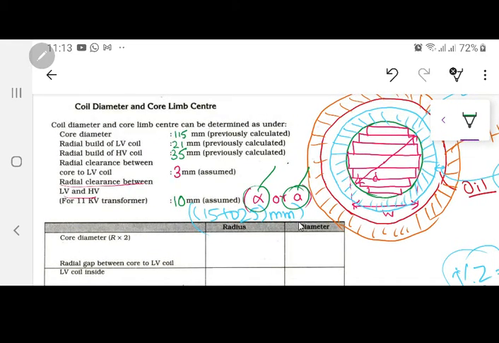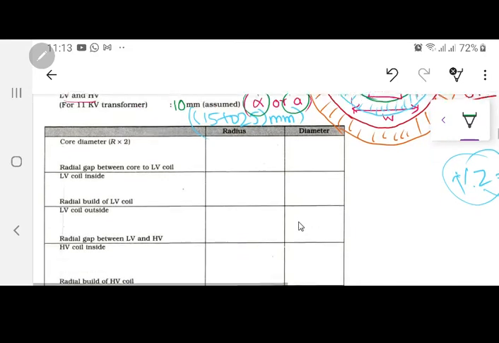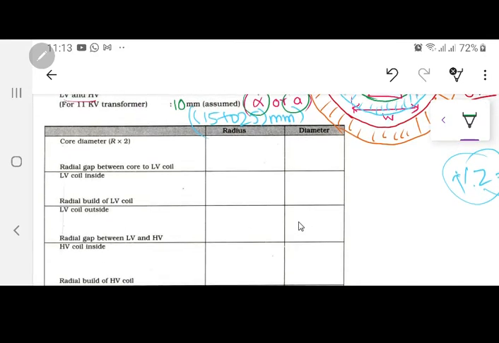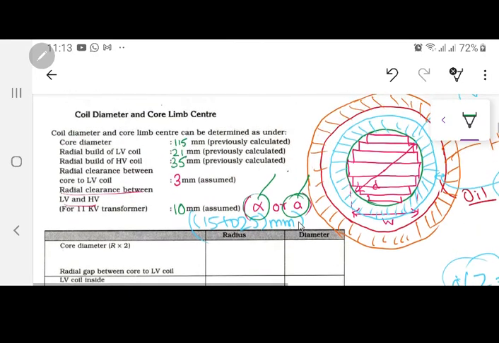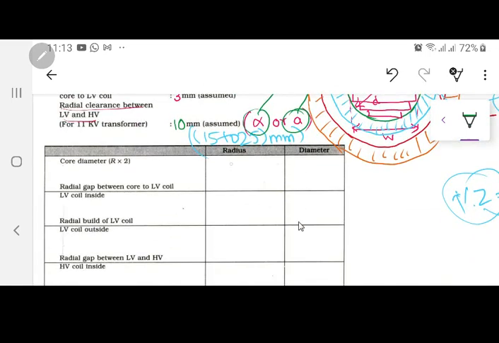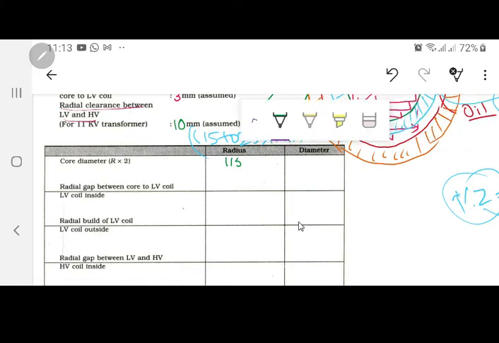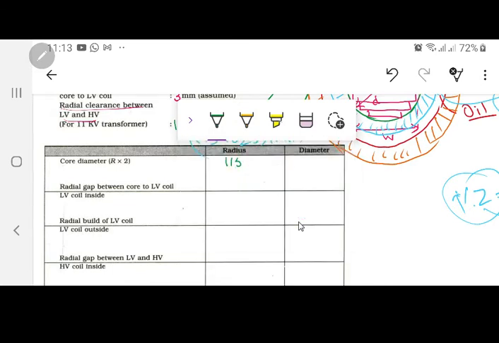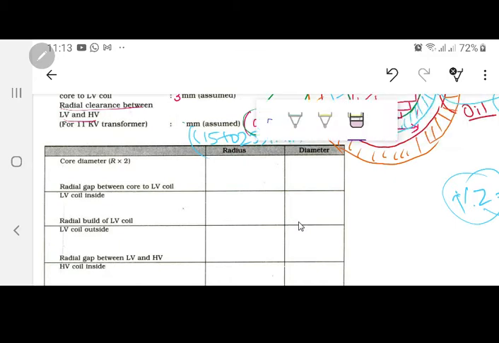This is the cross-sectional view of the core, then the cylinder, then your low voltage winding, then the oil duct over there, and then the high voltage winding. So this is actually the core. Then coming on to the stack, we have to fill the stack over there. The core diameter was 115 mm, so I'm just going to have this one as 115. Okay, now this is the radius, I need the radius, that was the diameter. So just make this one half of it. What is 115 divided by 2, please?